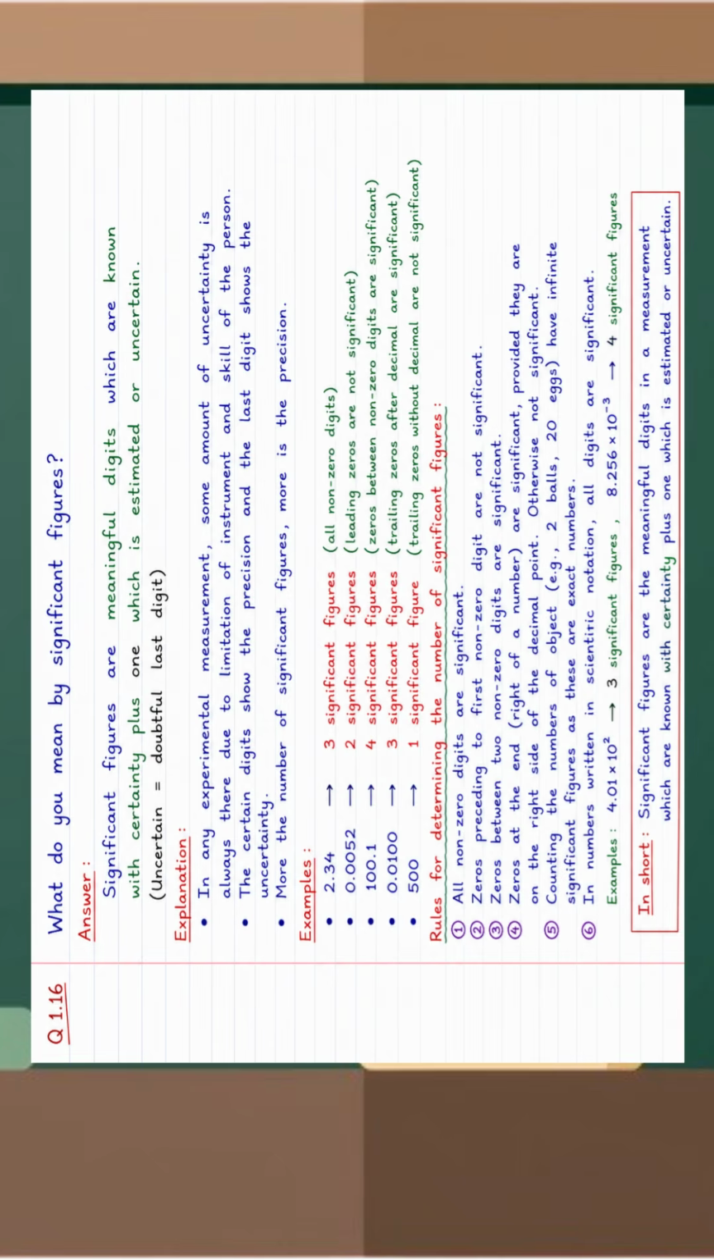Learn. Significant figures are the meaningful digits in a measurement which are known with certainty plus one which is estimated or uncertain. Remember, significant figures tell us the precision or accuracy of a measurement.